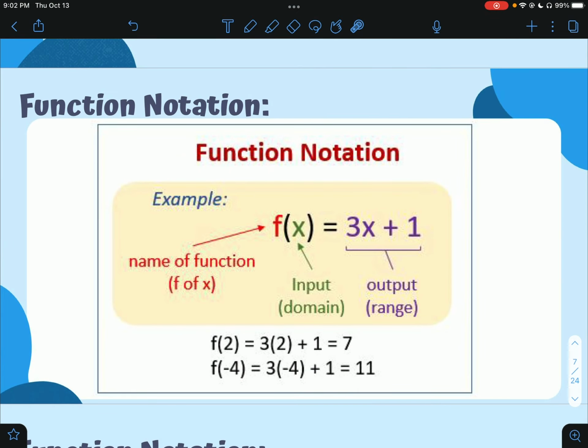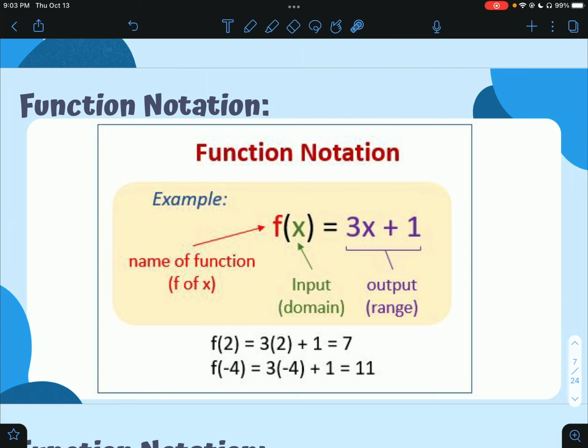When you have f of x, f is the name of the function. X is the input or your domain values, like we talked about last class. Whatever the equation portion is, that would be your output. That is your range. So your end result, when you say f of x equals 3x plus 1, you're saying, hey, the y is 3x plus 1. The range is 3x plus 1.